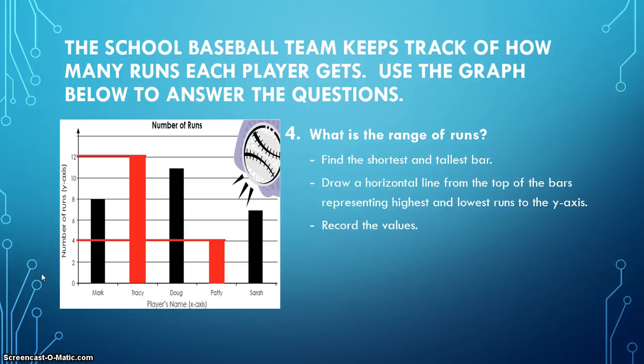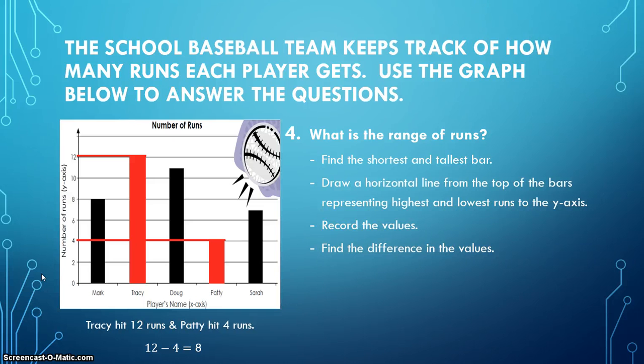Now that we see that, we're going to go ahead and record those values. So Tracy hit 12 runs and Patty hit 4. Now we can go ahead and find our range since we have our largest and smallest value. Remember, to find the range, all we do is find the difference, that means subtraction. So we're going to take 12 minus 4, and that's going to give us 8.